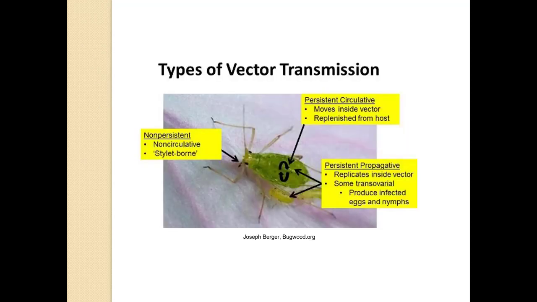So non-persistent are stylet-borne. They don't get in and circulate around the body. Persistent circulative move inside the vector and are replenished from the host. And then persistent propagative replicates inside the vector and can actually be passed on to eggs and nymphs.